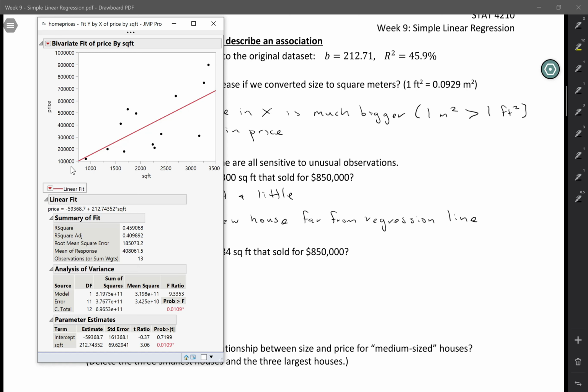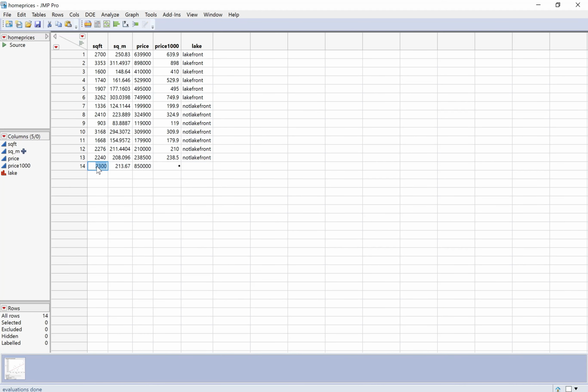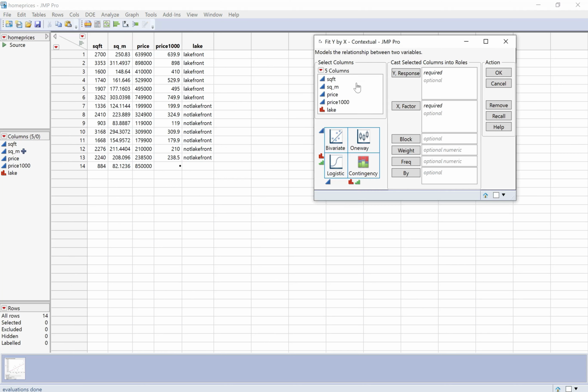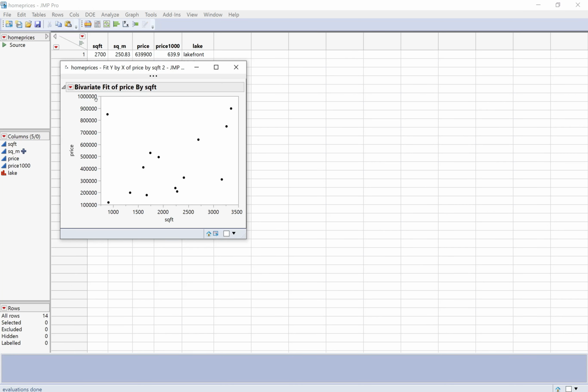Now let's think about a different kind of outlier. Let's think about a house that's really small, 884 square feet, so all the way to the left here on the line, but very expensive, $850,000. How would this change the regression? So this house is 884 square feet, but we're still sticking with that same high price. So I can see my new data value there.